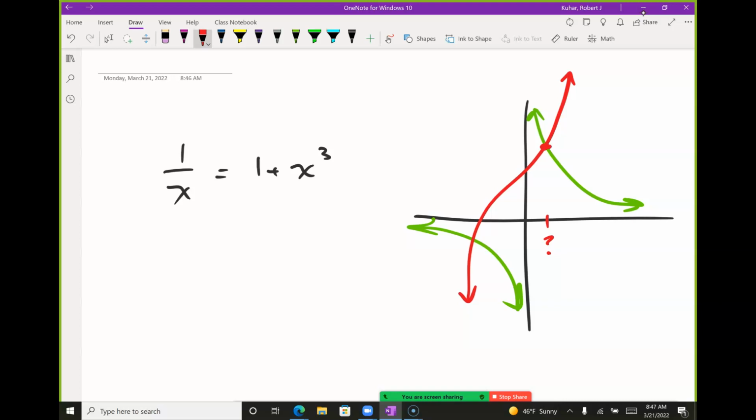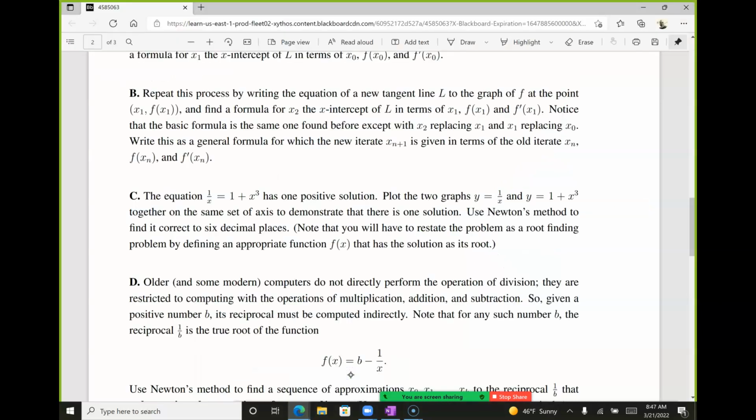Go ahead, Hudson. How do we know from the formula that we're only looking for the positive? It says it in the problem. I'm reading part C: the equation 1 over x equals 1 plus x cubed has one positive solution. Yeah, I know reading sucks.